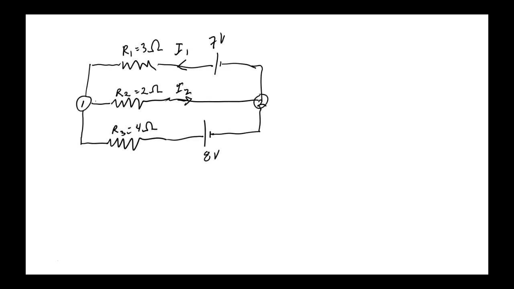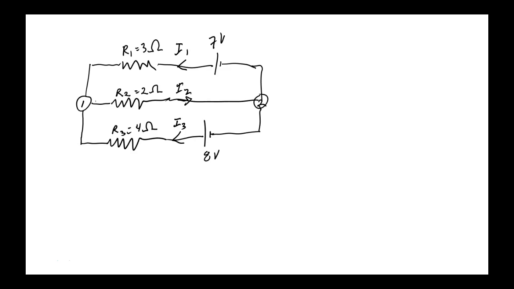So I2 we're going to have going that way, and I3 down here we're going to put in that direction, again because the battery is indicating it's pushing it that way. Now with that in mind, we can ultimately talk about Kirchhoff's law. Now, you can always make more equations than you need, and you probably will.